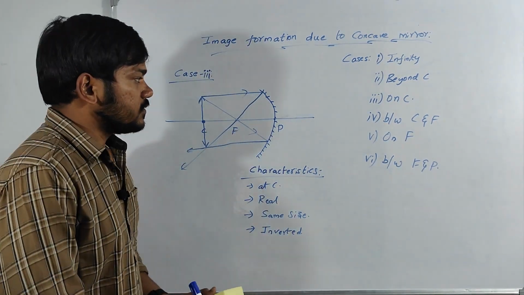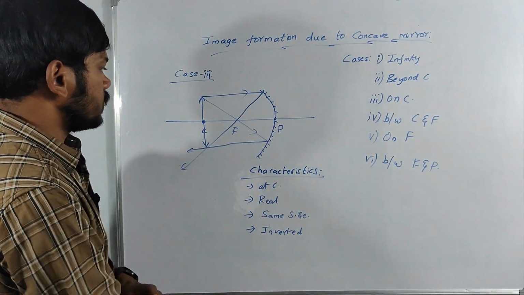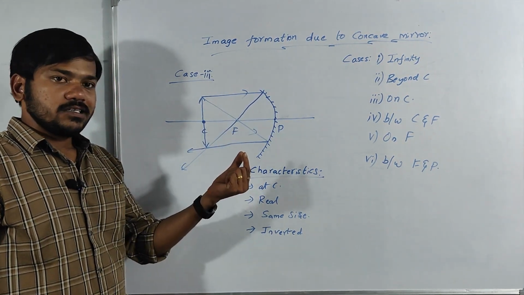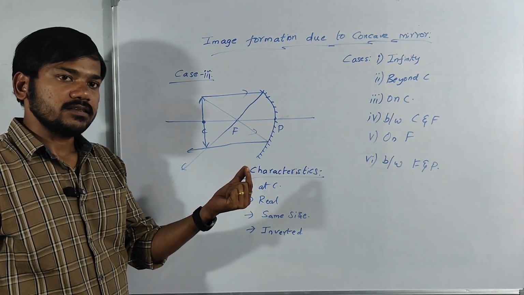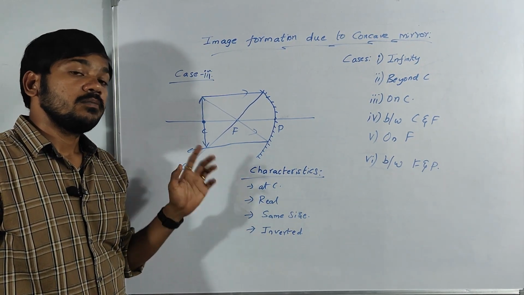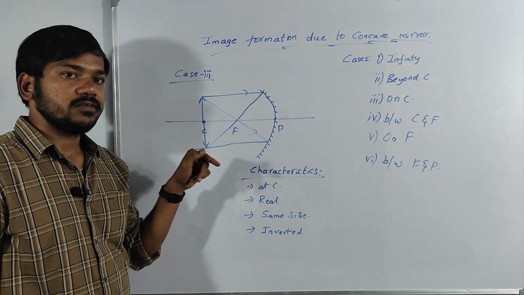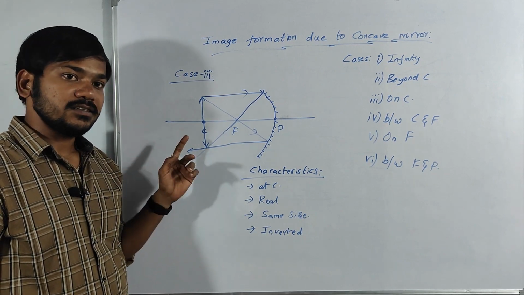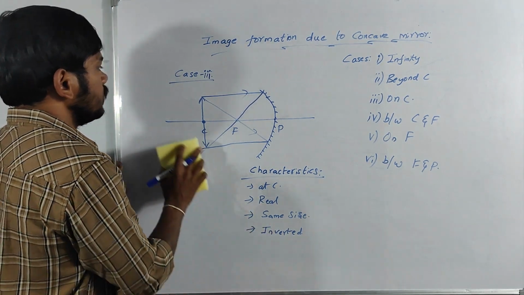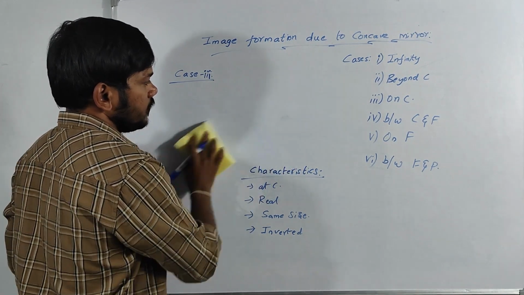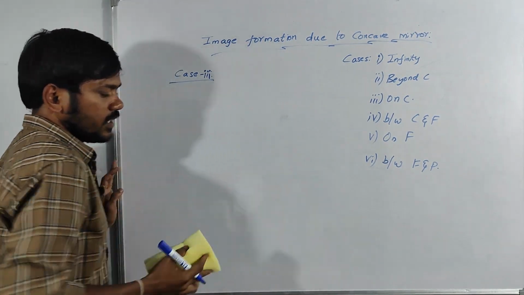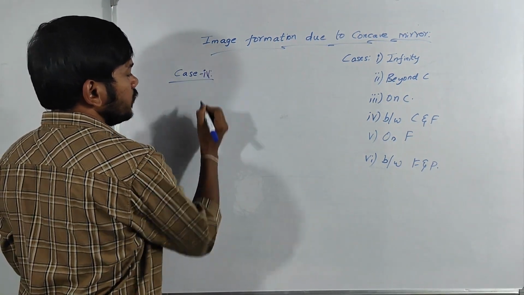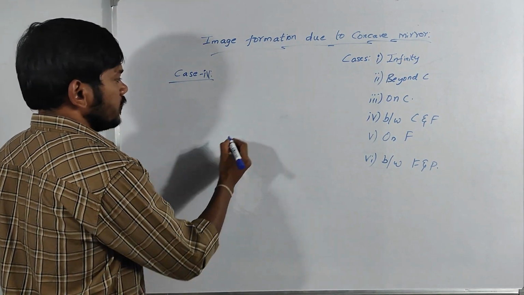Now, if we carefully observe, in the first case it was point sized. Next, its size has been increased, but compared to the object, the size of the image is lower. Now the size of the image is equal to the object. What about the next case? The size of the image will obviously be bigger than the object. That we'll discuss now. Case 4, where the object is placed between C and F.